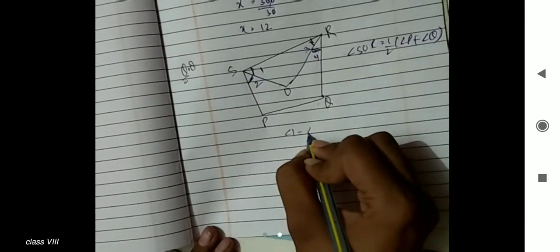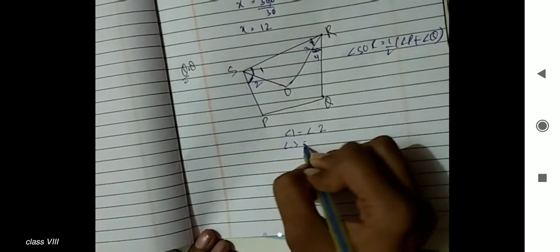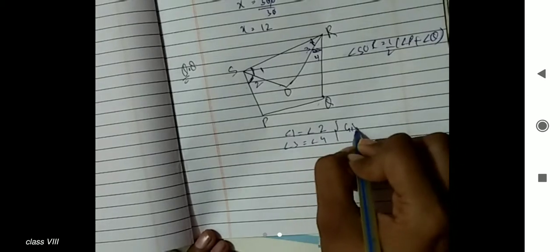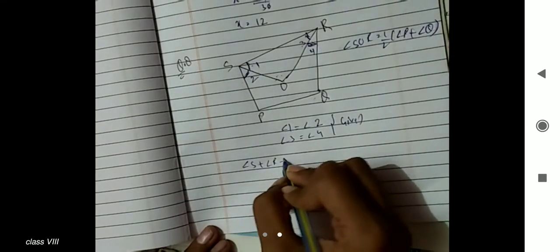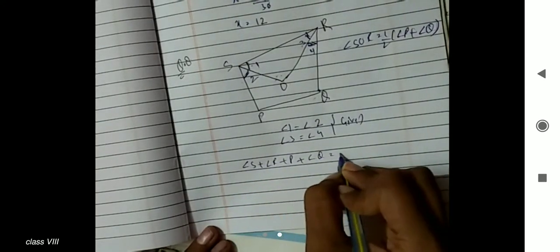That means according to the question, angle 1 is equal to angle 2 and angle 3 is equal to angle 4. This is the given thing. Now you have to prove angle SOR, which comes in this triangle SOR, should be equal to half of angle P plus angle Q. So first of all, apply the sum of all the angles of a quadrilateral is 360 degrees. That means angle S plus angle R plus angle P plus angle Q is equal to 360 degrees.